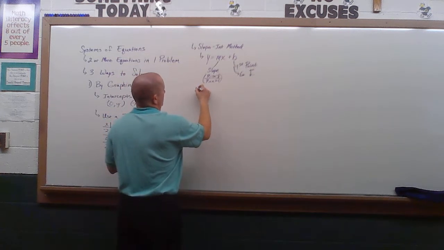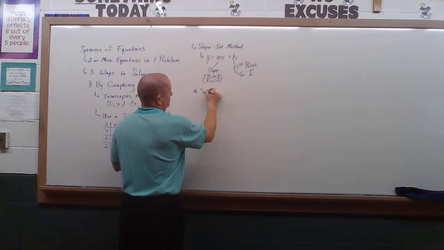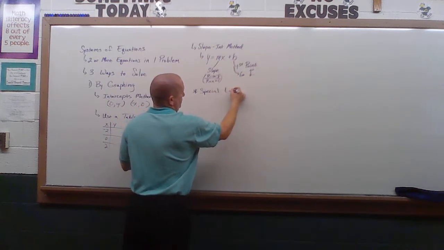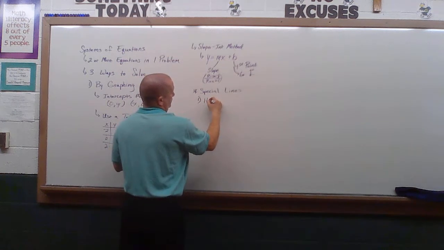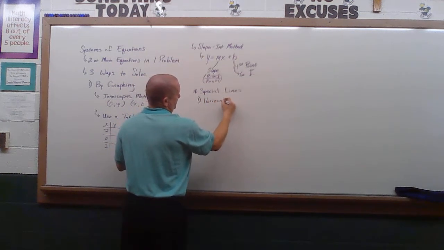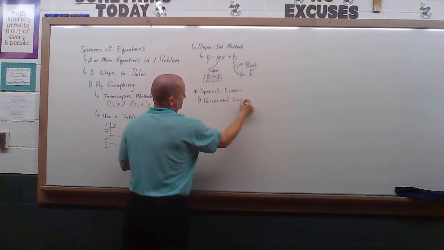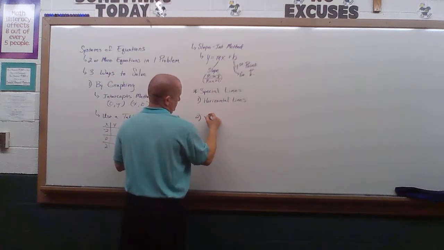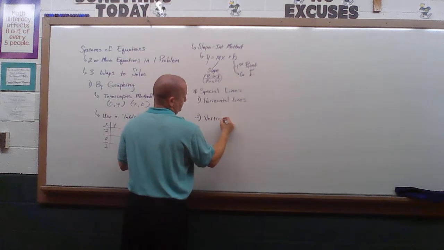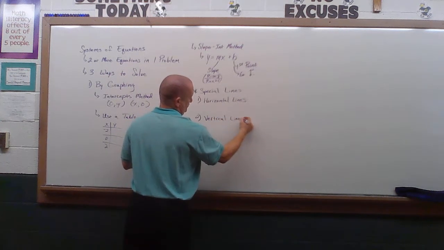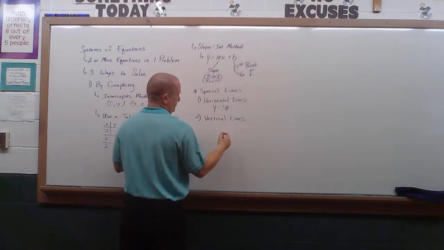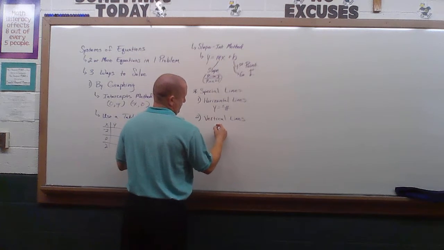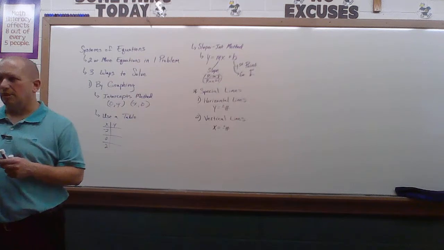Don't forget about our special lines. What are my two special lines? Vertical and horizontal. Vertical and horizontal, perfect. If I have horizontal lines, what variable do I use? Y. Awesome. So y equals plus or minus some number, right? Positive or negative. And vertical lines are x equals plus or minus some number. Okay?